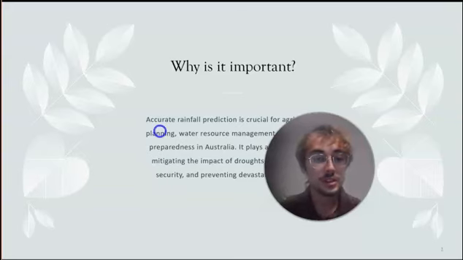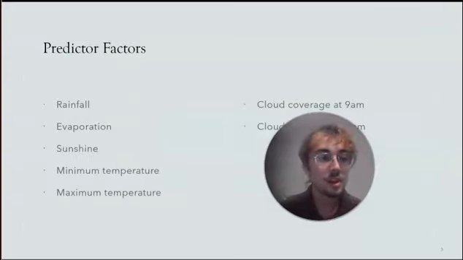So now we can look into the data set. This data set had about 26 variables and a ton of data points, but these are some of the most important predictive factors that I wanted to mention. We have rainfall, evaporation, sunshine, minimum and maximum temperature, and even cloud coverage at different times of the day.